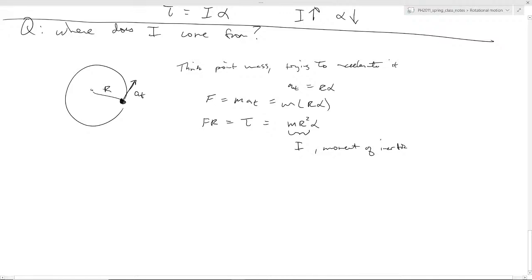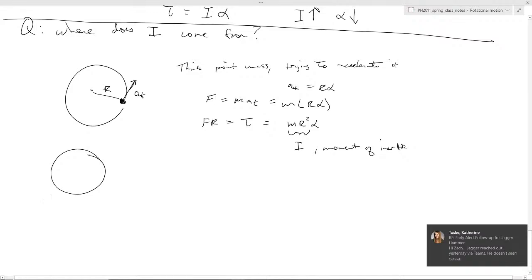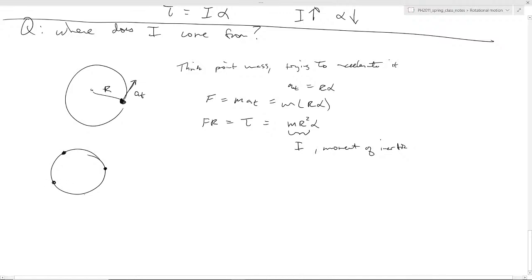Now, this is the case where we just have a single point, so this isn't exactly what we usually talk about. Instead, imagine that we had multiple masses, connected together, and you want to accelerate them, spin them up. The moment of inertia in this case would be the sum of the moments of inertia for each.